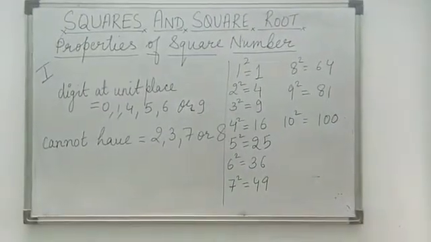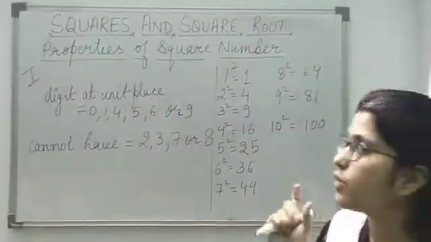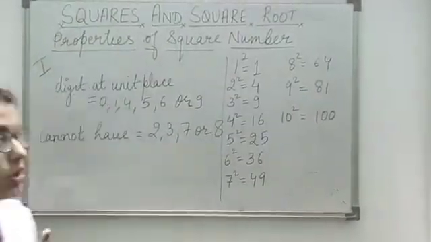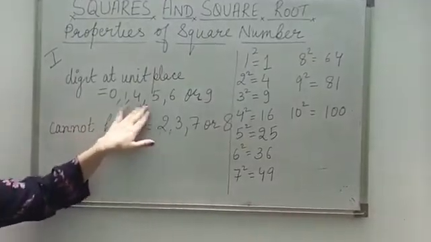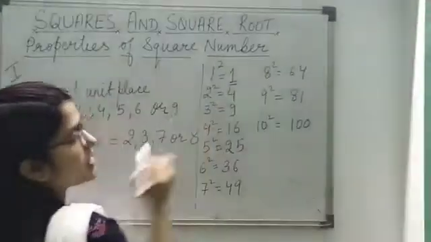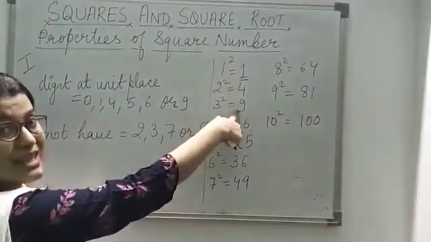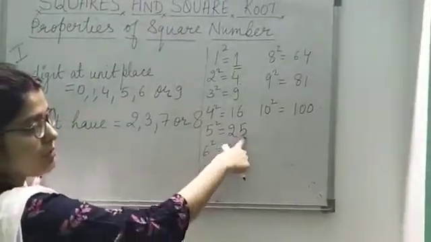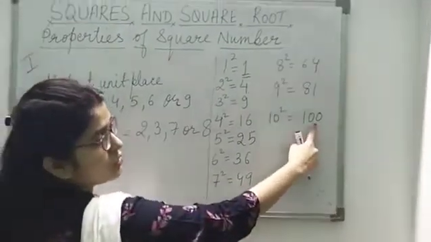Okay, so now according to the first property, digit at unit place. If you want to check whether a number is a perfect square or not, the digit at unit place should be either 0, 1, 4, 5, 6 or 9. How? Observe here. 1 square means unit place 1. Here you can observe unit place is 4. Here unit place is 9. Here unit place is 6. Here unit place is 5. Here unit place is 9, 0.